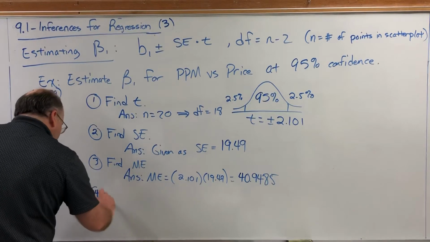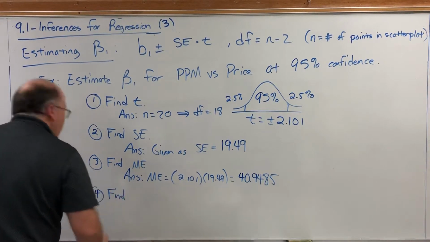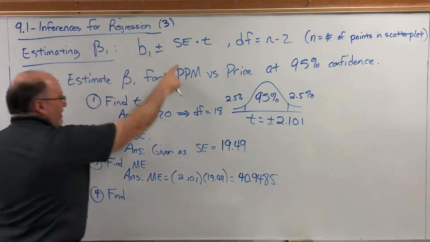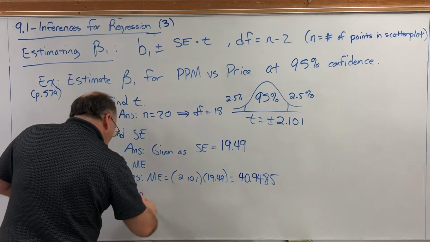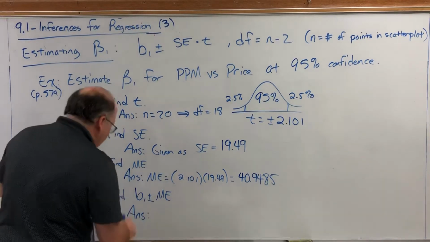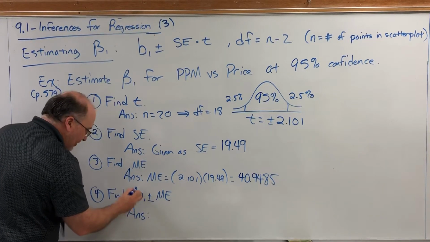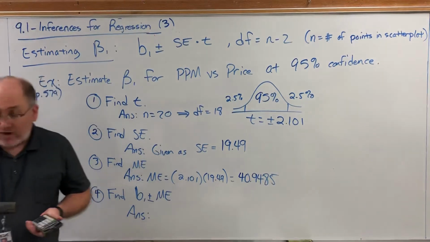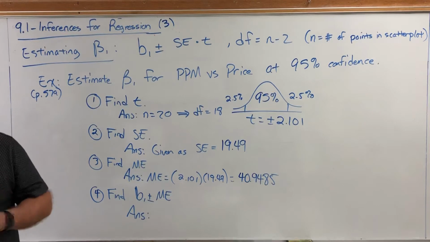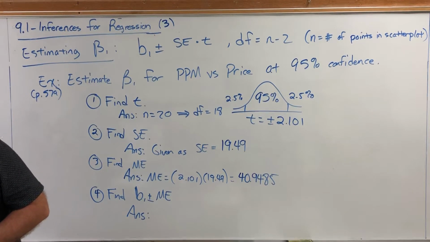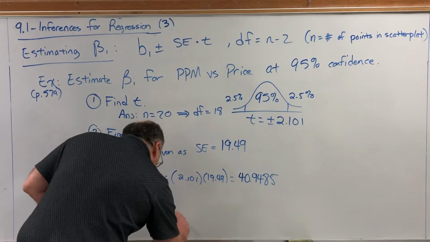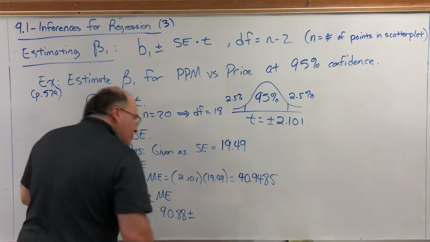And so our last move is to actually find the interval. So the sample version of the population value we're estimating, plus or minus the margin of error. So B1 plus or minus the margin of error. Now, where do we get B1? In other words, the slope of the sample regression. We get that from our computer output. Under the coefficients column, which is what the second column should have been labeled, in the second row, we have 90.88, plus or minus the margin of error.